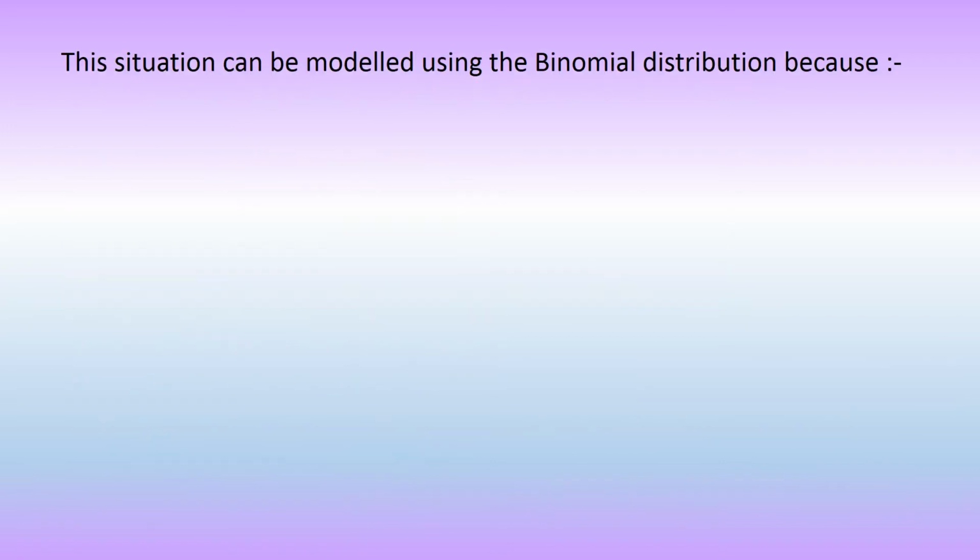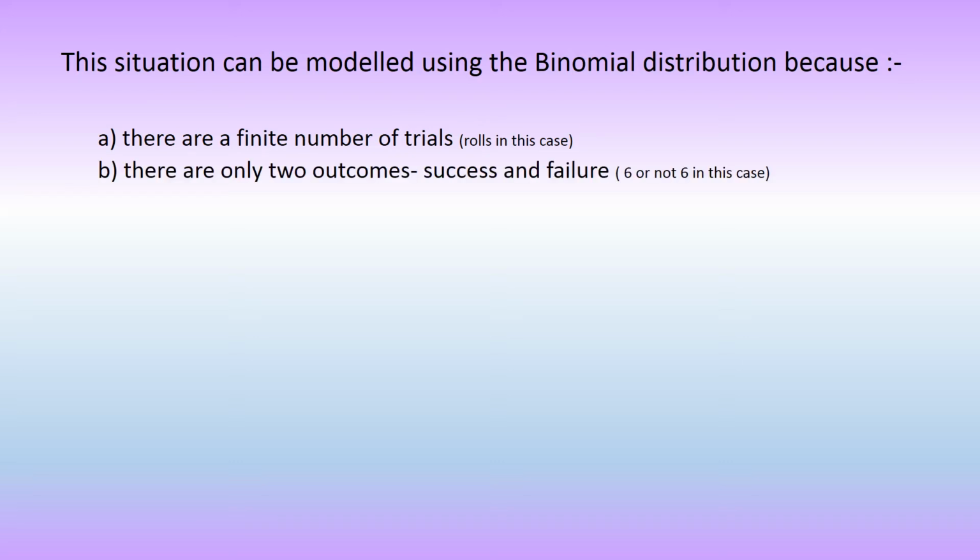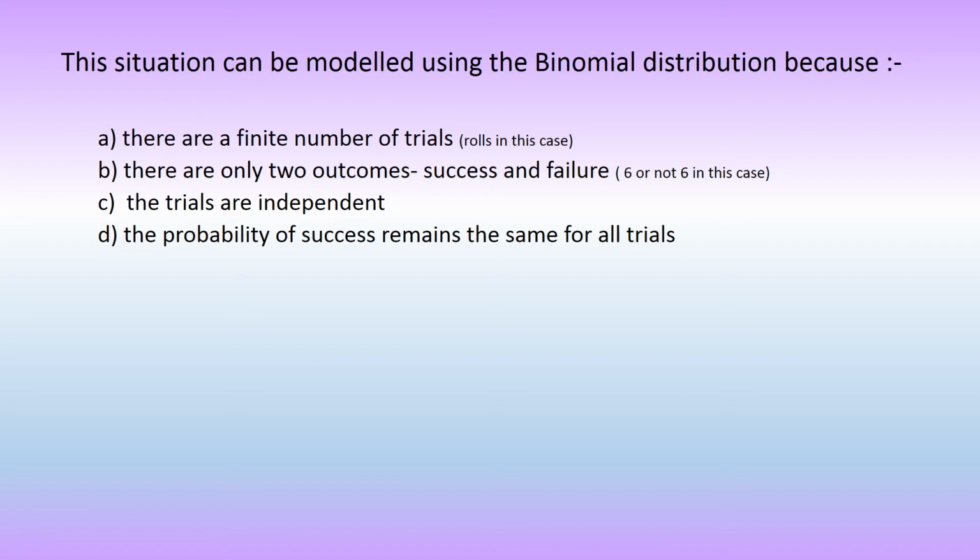So this situation can be modelled using the binomial distribution for a few reasons. A, there's a finite number of trials, or rolls in this case. B, there are only 2 outcomes, success and failure, so a 6 or not a 6 in this case. C, the trials are independent. And D, the probability of success remains the same for all trials.